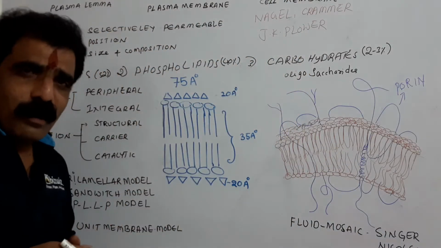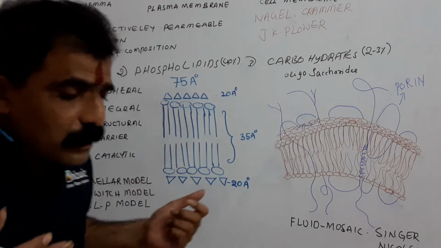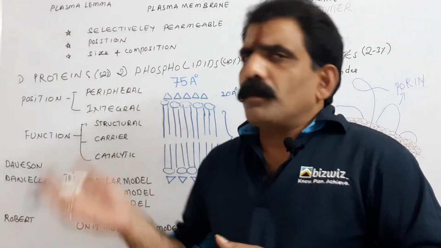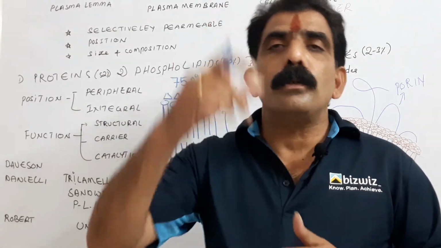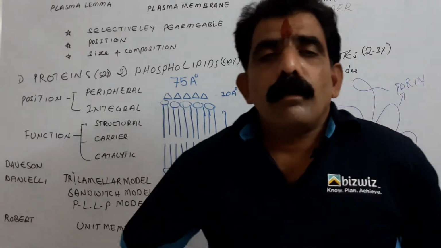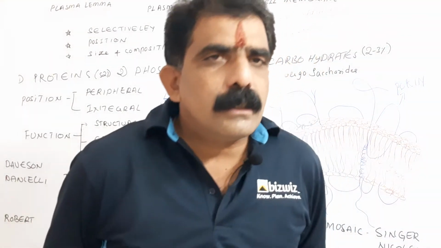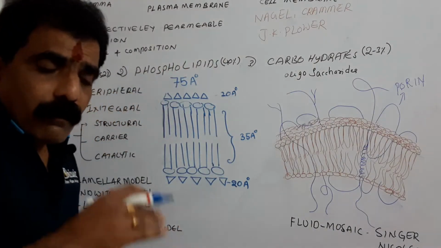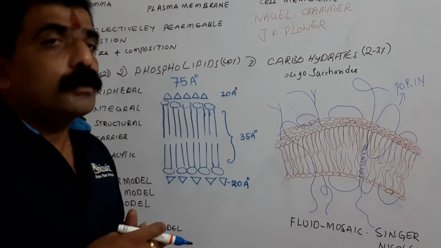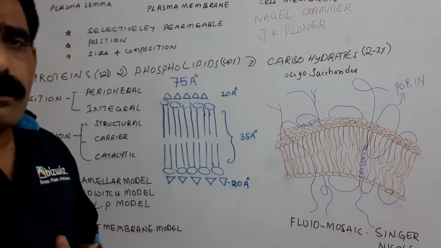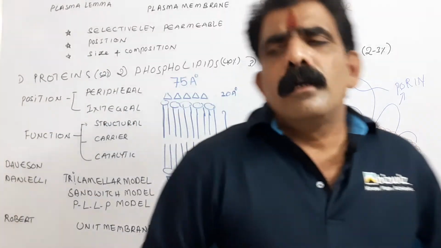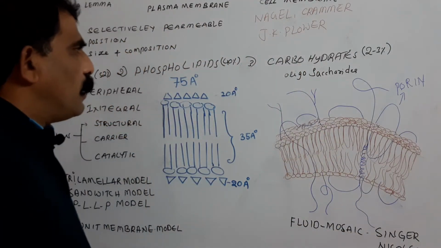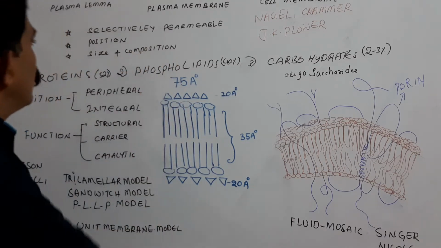Then what is this selectively permeable? The new one. Selectively permeable nature means it allows all the solvents, and in addition to that, it allows a few selected solutes. Such a membrane which allows all the solvents and few selected solutes is said to be selectively permeable membrane, and the same is called differentially permeable membrane. Here our plasma membrane is selectively permeable, otherwise semi-permeable. That is the nature.